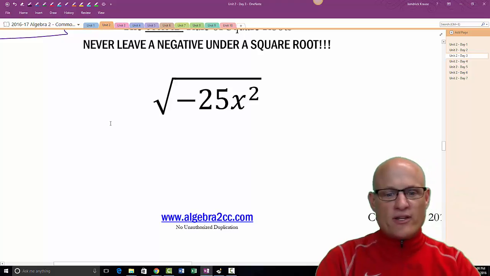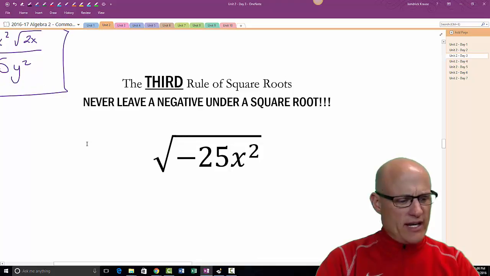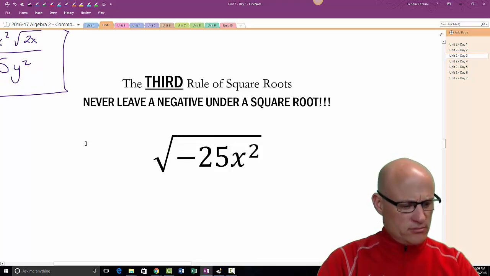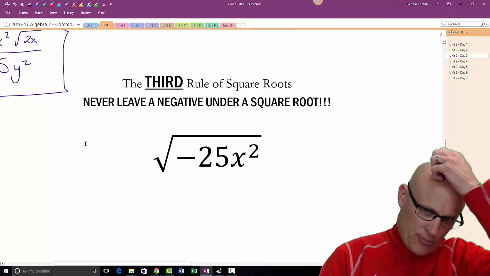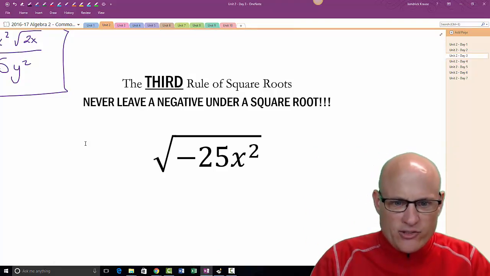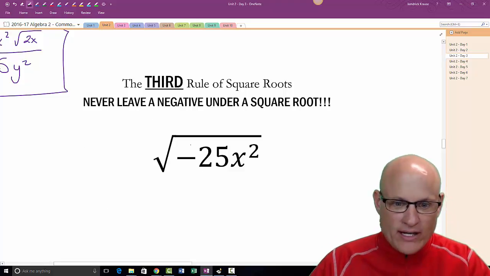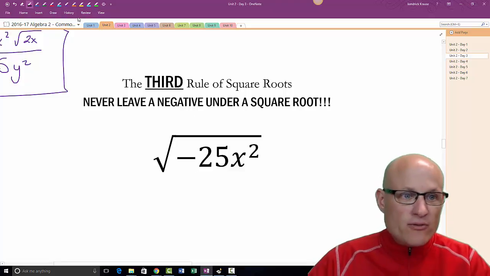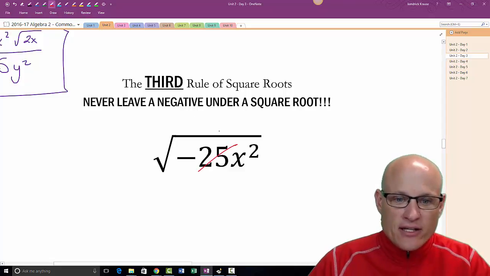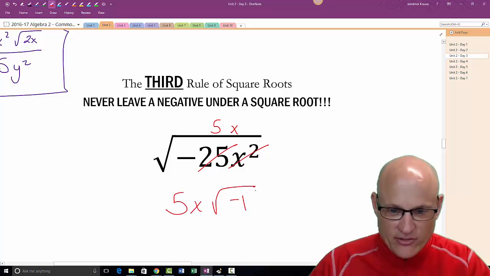All right, so the third rule is we never want to leave a negative under the radical. So this is a problem. Normally I would say we can't really do anything with that because we have a negative. I could just say, oh wait a second, the square root of 25 is 5, and the square root of x squared is x. So my answer is 5x square root of negative 1, because there's still a negative there.